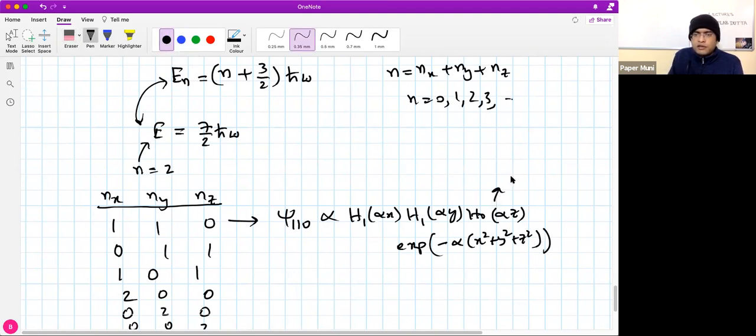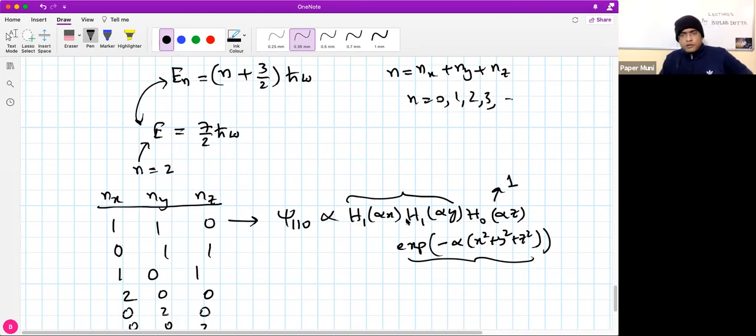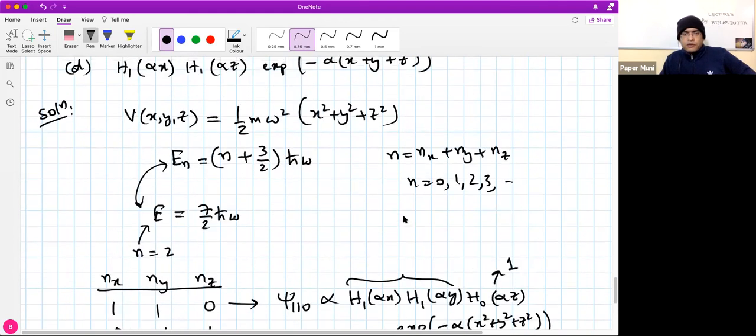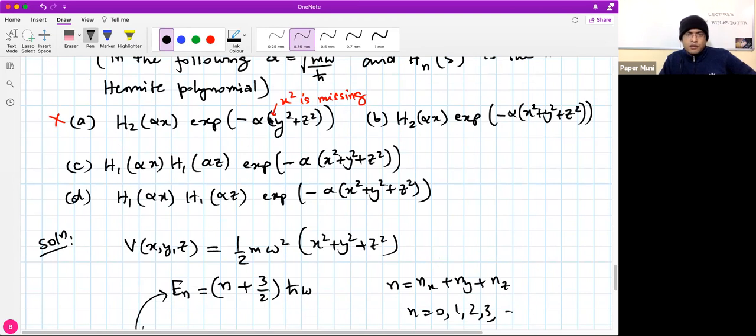Now you see that this becomes 1 because H0 is 1. So we get rid of this, but we still have these values multiplied to this one. So we can figure out which is wrong, because there is an x square term missing, and the exponential will have all the components, no matter what.